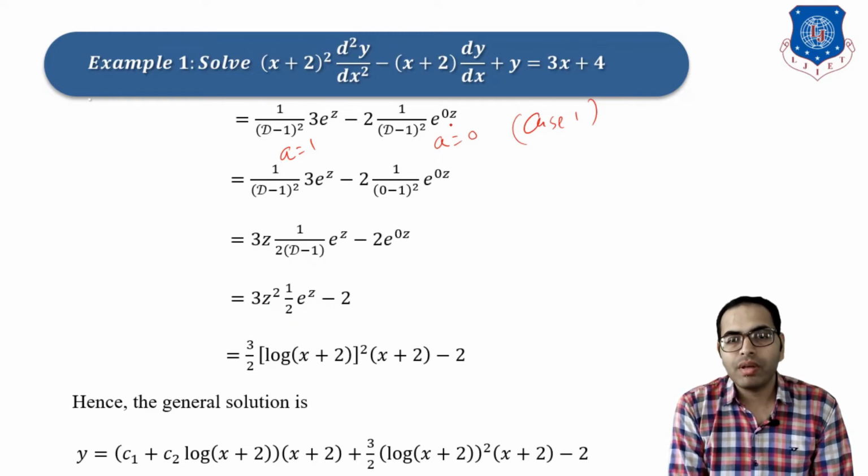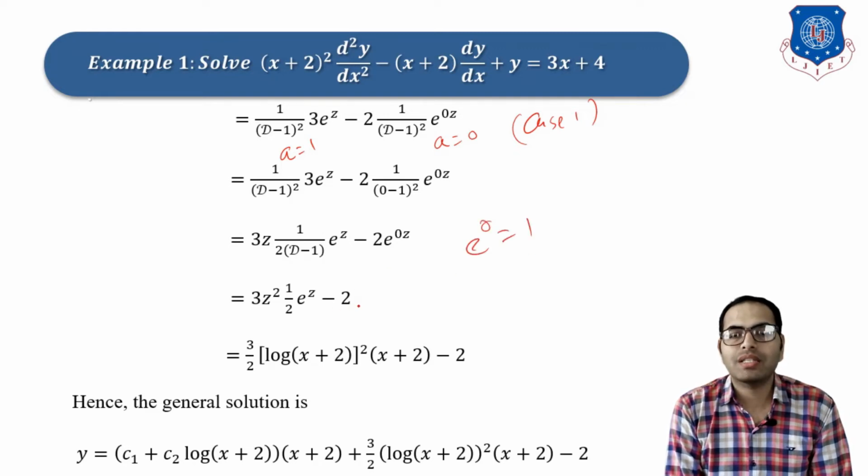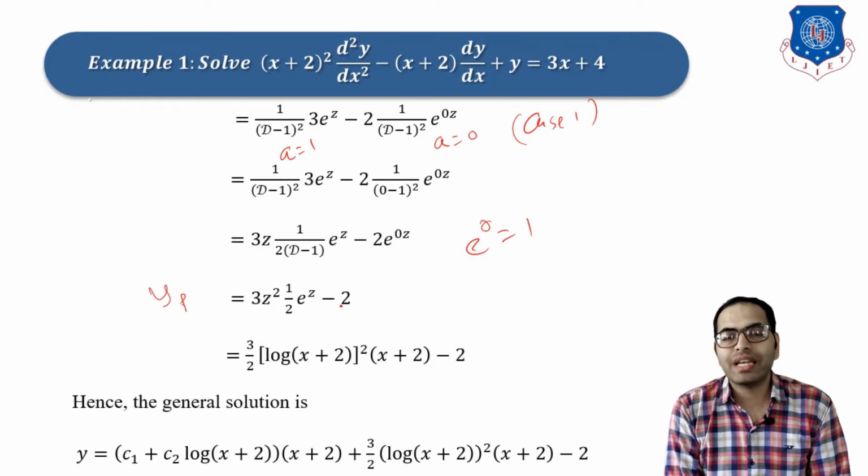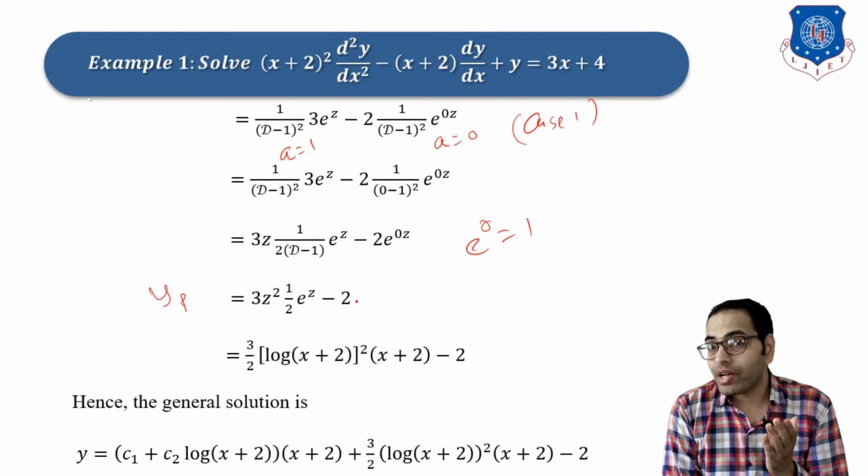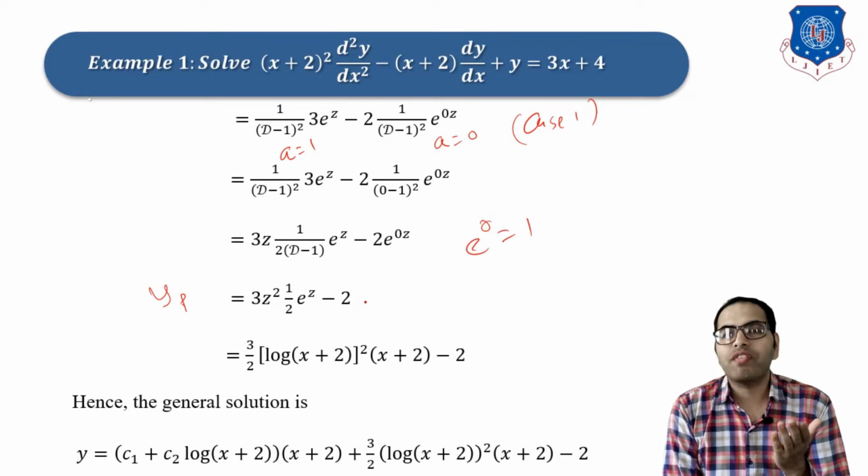Similarly for the second term, replace d as 0, then 0 minus 1, that is (minus 1) whole square, it becomes 1, then minus 2 e raised to 0, the value of e raised to 0 is 1, so the total second term has the answer minus 2. That is our yp, but yp has an answer in terms of z. We require our answer in terms of x, so we should convert that particular answer in terms of x.